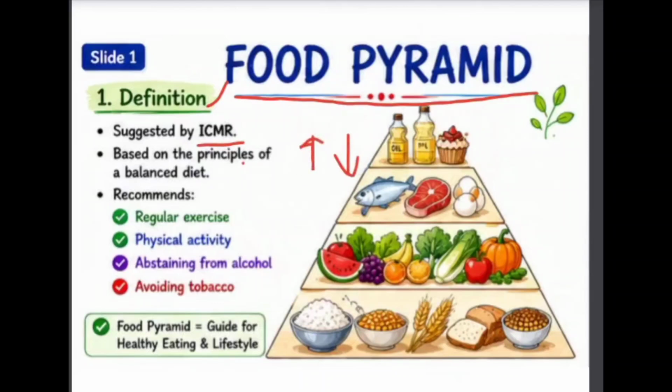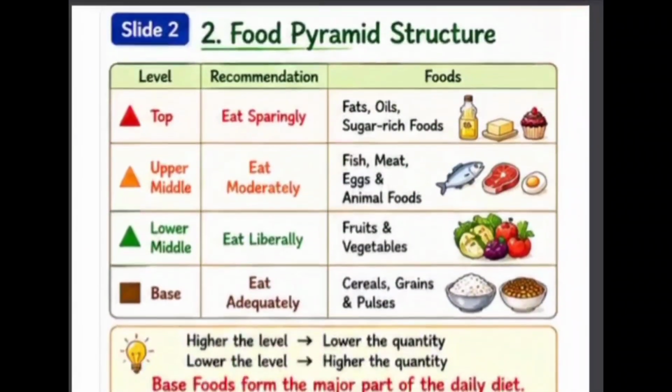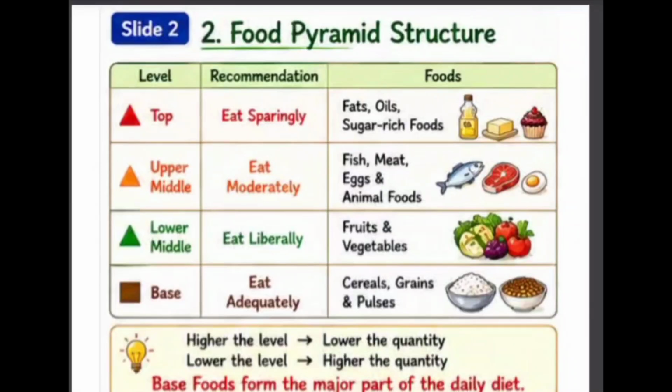The food pyramid is not only about food choices, it also encourages healthy lifestyle practices such as regular exercise, physical activity, avoiding tobacco, and staying away from alcohol. In simple words, the food pyramid serves as a guide for healthy eating and healthy living. Now that we have understood the meaning of food pyramid, let us move on to its structure.